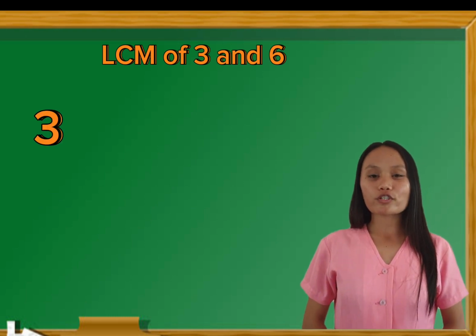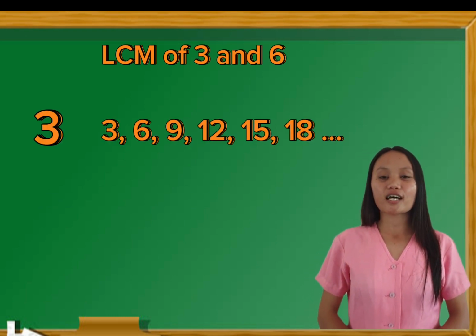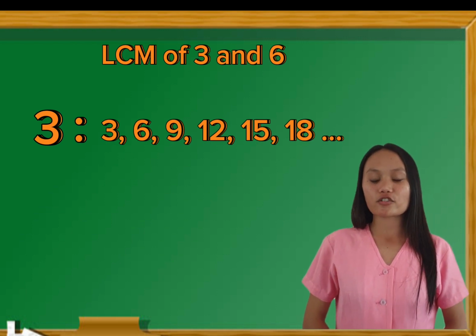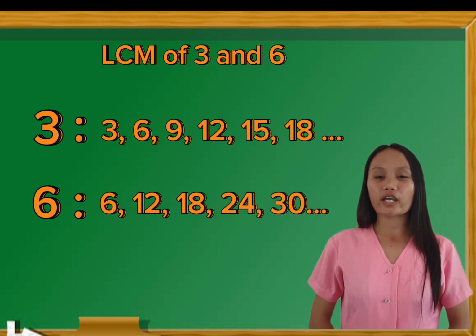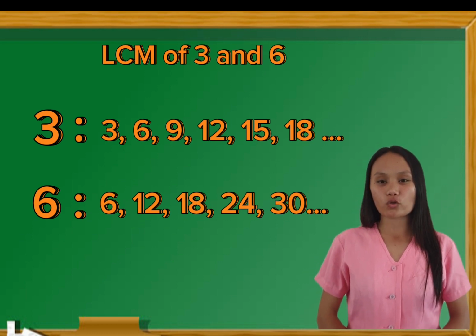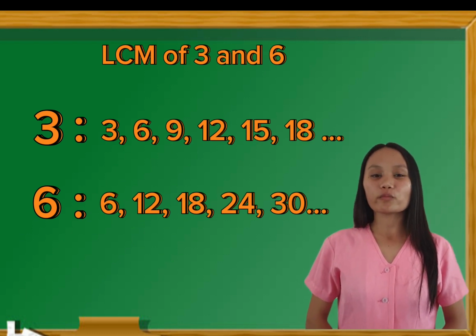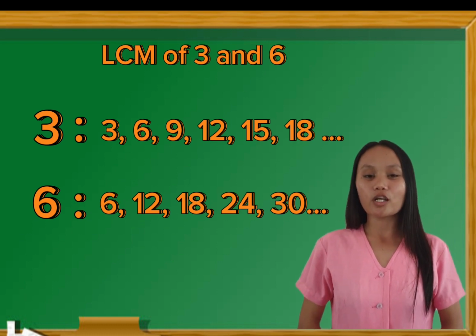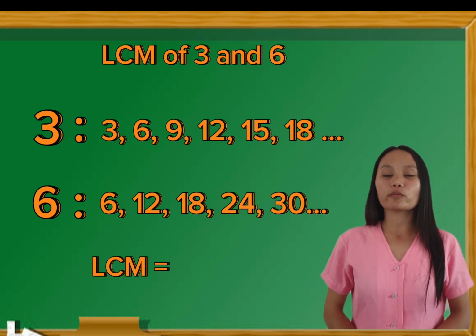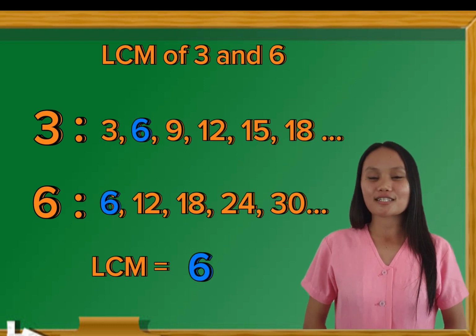The multiples of 3 are 3, 6, 9, 12, 15, 18, and so on. While the multiples of 6 are 6, 12, 18, 24, 30, and so on. They have many common multiples, however, we are searching for the least common multiple. Therefore, the least common multiple of 3 and 6 is 6.